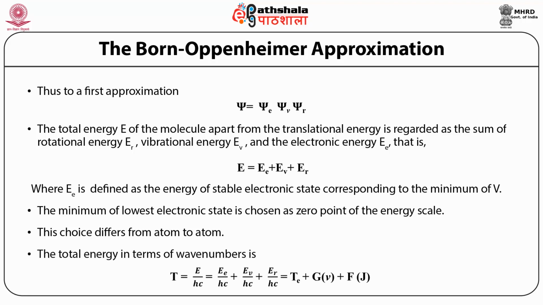The total energy in terms of wave numbers is T is equal to E upon hc, which is equal to Ee upon hc plus Ev upon hc plus Er upon hc, which is equal to Te plus G(v) plus F(J).